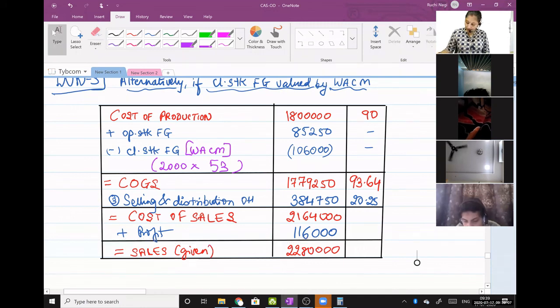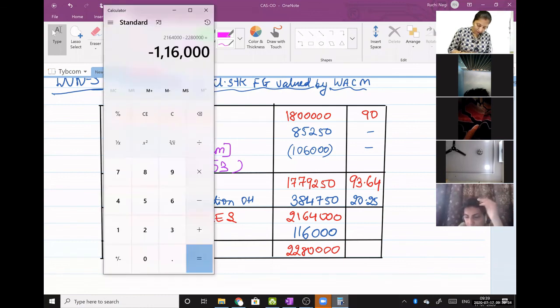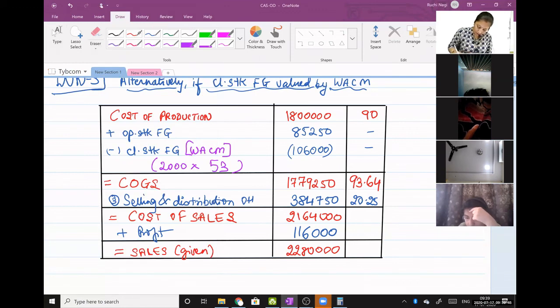Next, cost of sales, 21,64,000. I'm getting 13.89. How is that possible? 21,64,000 divided by 19,000. 113.89. Fine. So write it here. 113.89.